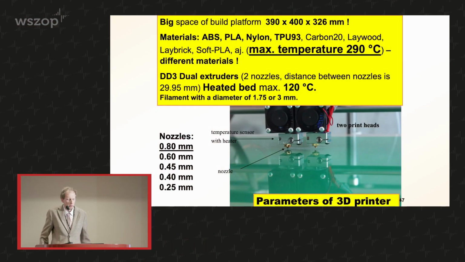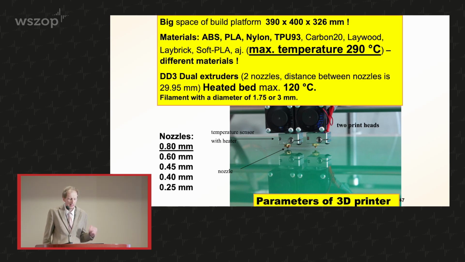It is possible to use a lot of different materials, not only ABS, PLA, but it is possible to use nylon, carbon, light wood, and so on, because the maximum temperature of the nozzles is 290 degrees Celsius, and the maximum temperature of the heated bed is 120 degrees Celsius. It is possible to change nozzles. For example, it is possible to use a diameter from 0.25 millimeter to 0.8 millimeters, 1 millimeter, and so on.